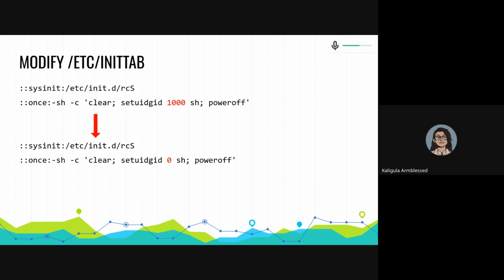And then we will modify the inittab. There's this /etc/inittab file, and usually you'll see a line that says setuidgid and then 1000, but that will be a normal user account. So what we want to do is change 1000 to 0, and 0 will be the root account.